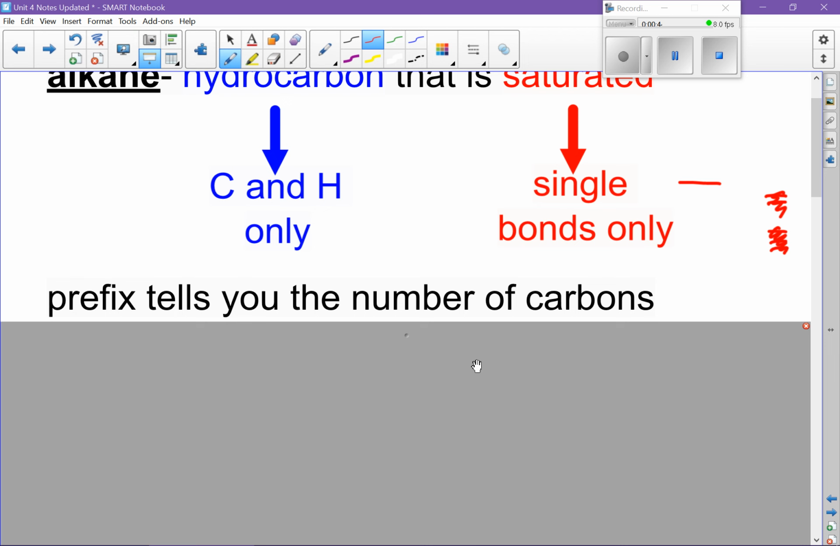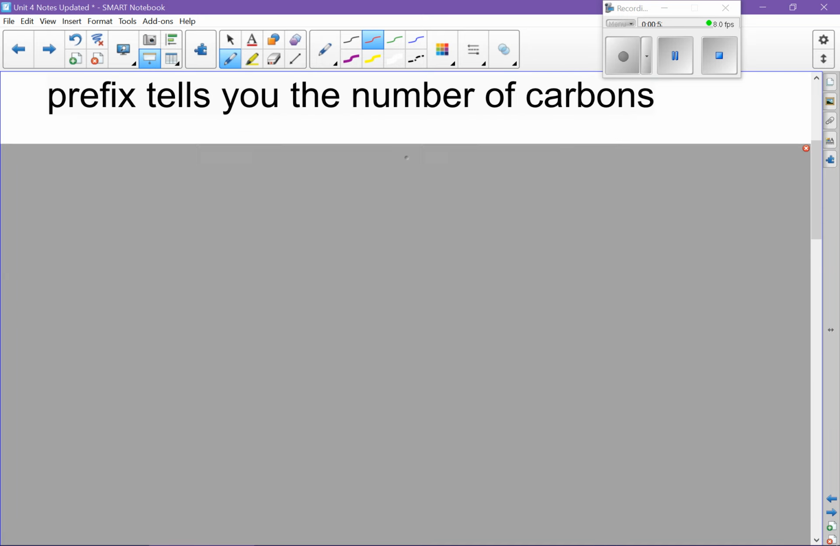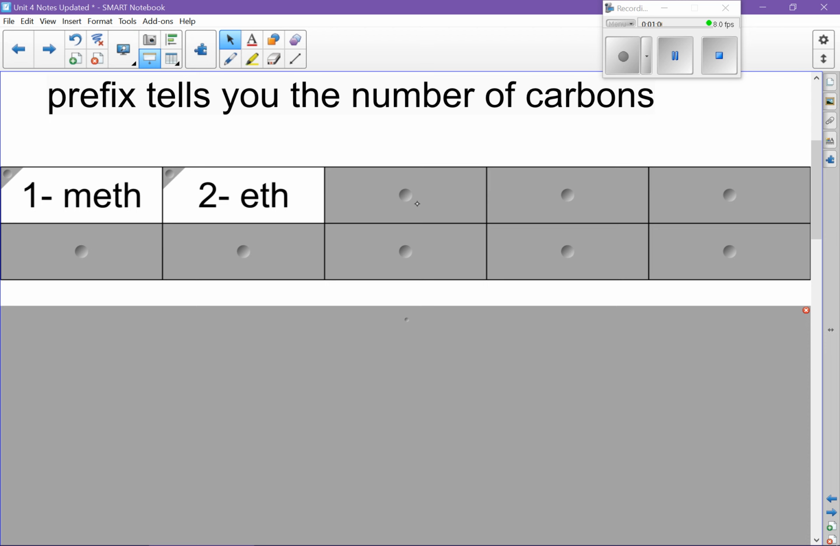So there's good news and bad news. Bad news is you have to learn new prefixes. The good news is some of them will be the same. So it's not all new, just some of them. Let's go through these. 1 means meth, yes, like the drug. 2 is eth, 3 is prop, 4 is bute, not but, bute.